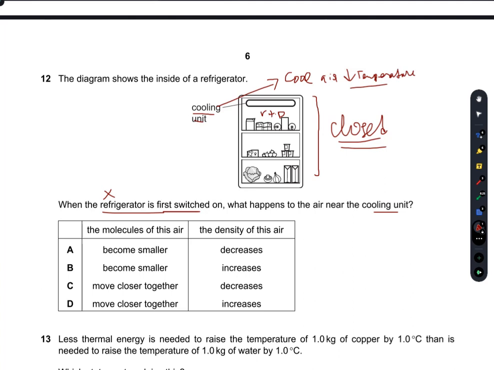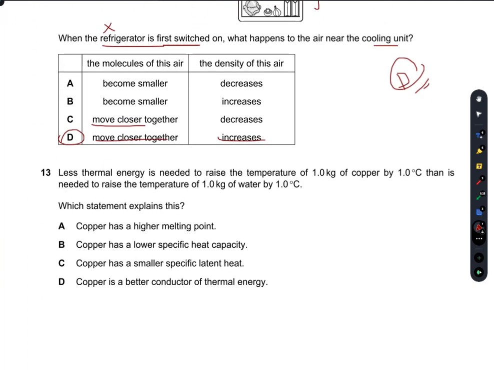So by Charles' law, we know that V is directly proportional to T. So as T decreases, the volume will decrease. What does this mean? The particles move closer together. And from Boyle's law, we know that pressure is inversely proportional to volume, and density rho is equal to m over V. So the lower the volume, the greater the density. So density increases and the particles move closer together. So D is the right answer.